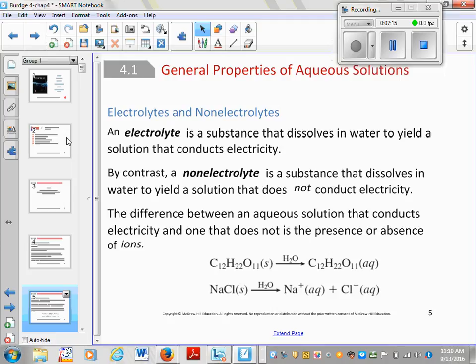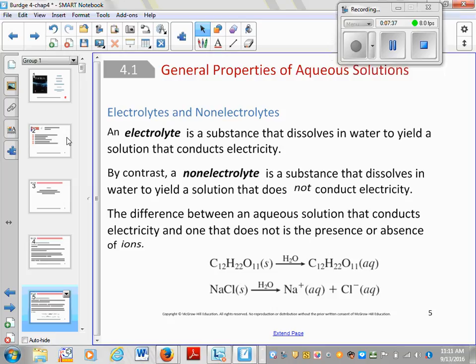Sodium chloride, on the other hand, in water comes apart, dissociates into Na plus and Cl minus. So now I have two ions, positive and negative. Because I have two ions, I can now transfer electrons. I can conduct electricity, hence they're electrolytes. Sugar doesn't dissociate. Sugar is a non-electrolyte.